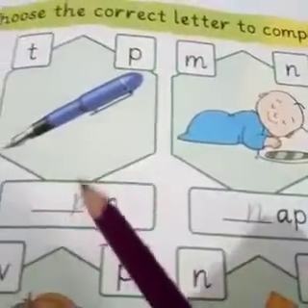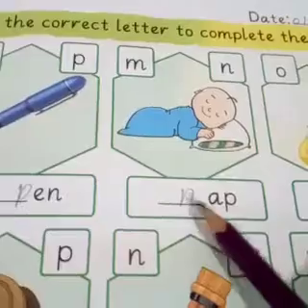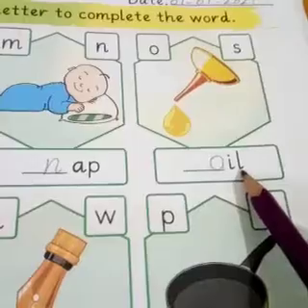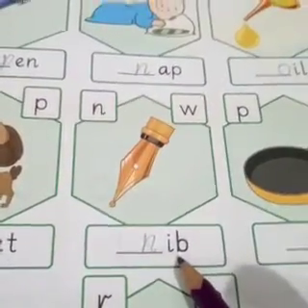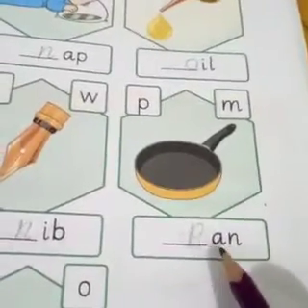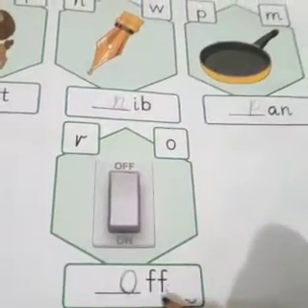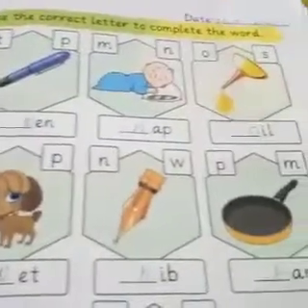Okay, once again we will revise our lesson. Here is a pen, pen. N, ap, nap. O, il, oil. P, et, pet. N, ib, nib. Please read with me. P, en, pen. O, f, off, off. Nursery class, please revise your lesson.